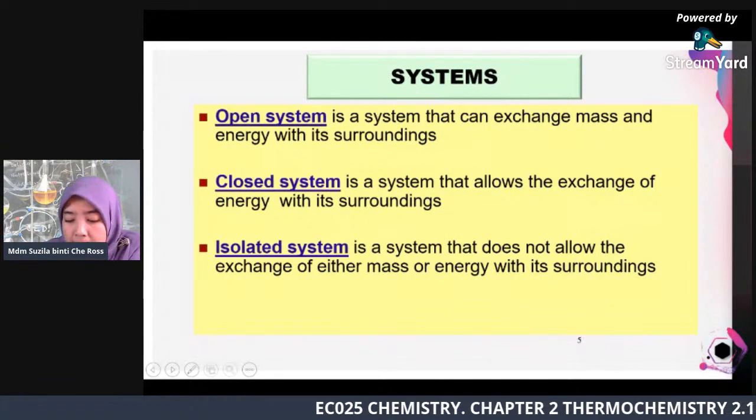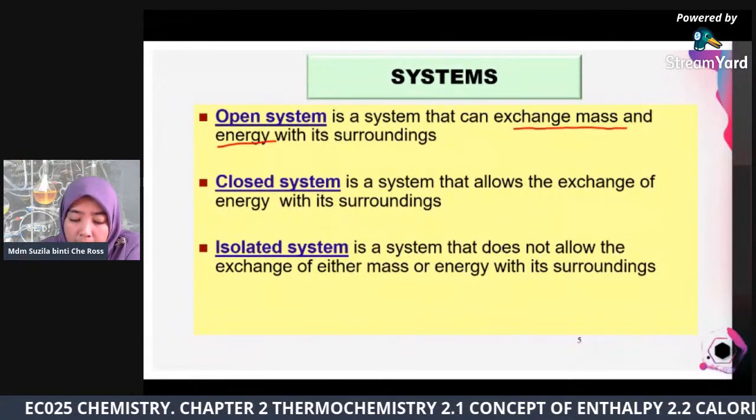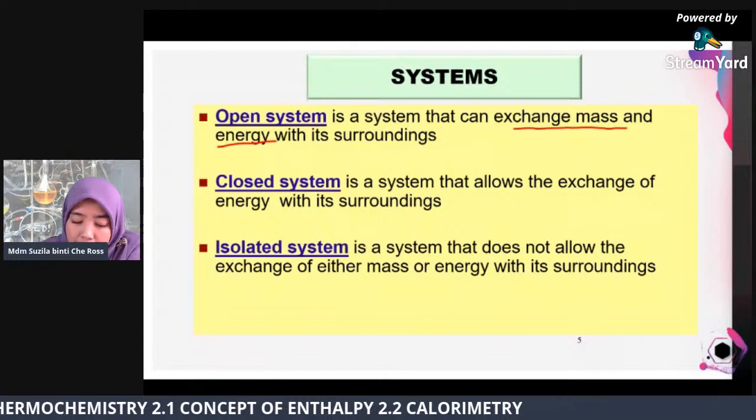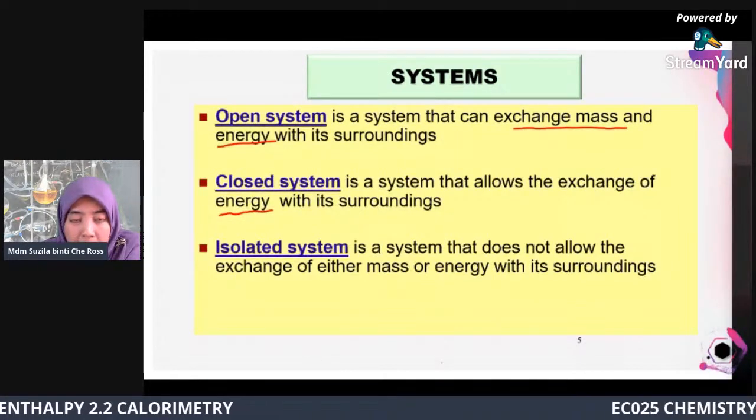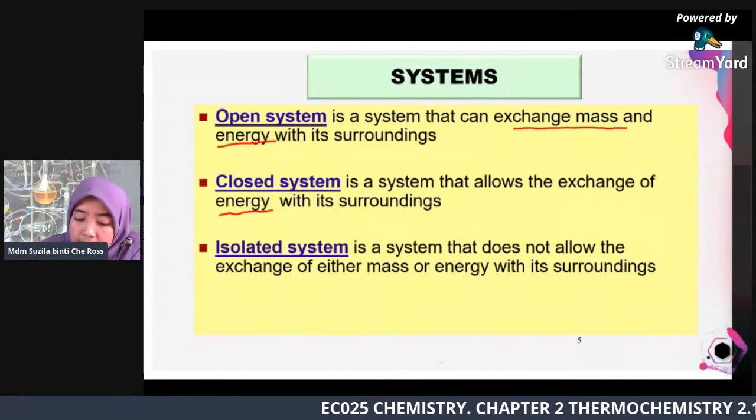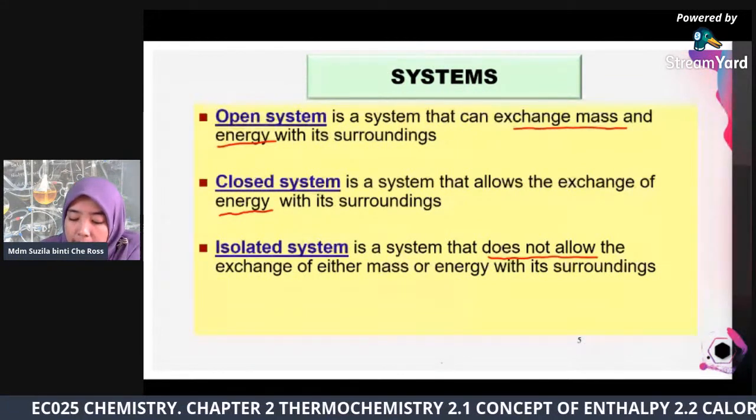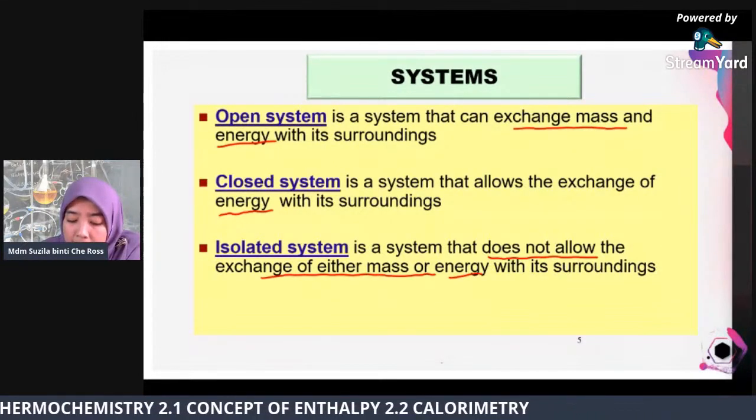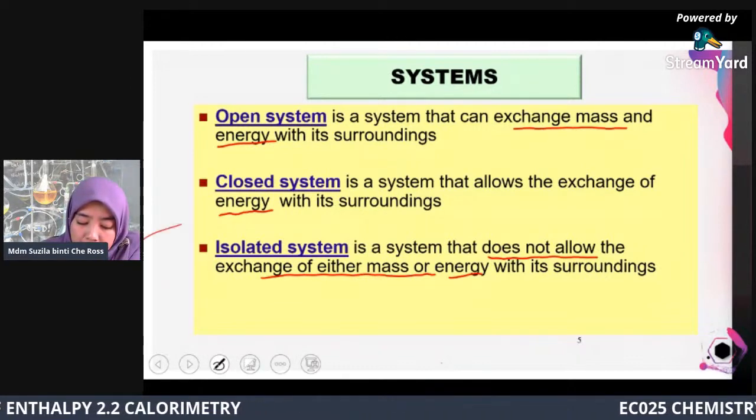So dalam open system akan berlaku perubahan jisim dan juga tenaga. Okay, for closed system, system that allow exchange energy with surrounding, so means dalam closed system akan terdapat perubahan tenaga. In isolated system means the system that does not allow exchange either mass or energy with its surrounding. So dalam isolated system takkan berlaku perubahan tenaga ataupun jisim.